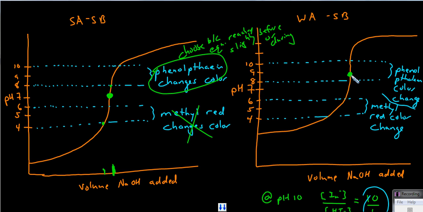So in this case, the equivalence point is reached while the phenolphthalein is changing color. And so if you choose the phenolphthalein, you choose the point where you start getting color change, and that is almost exactly where the equivalence point is. And so phenolphthalein is a fine choice.